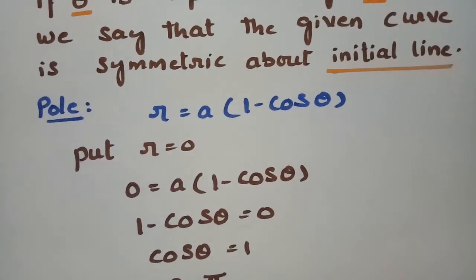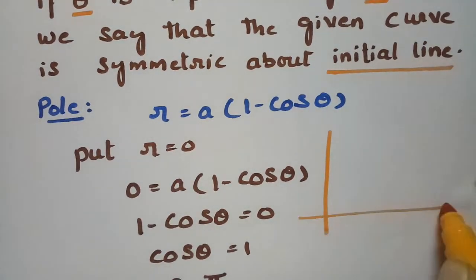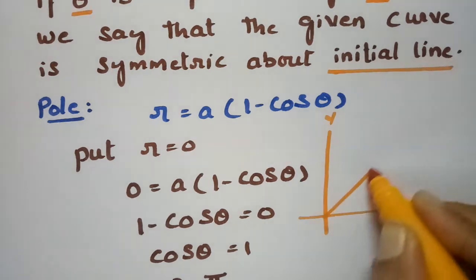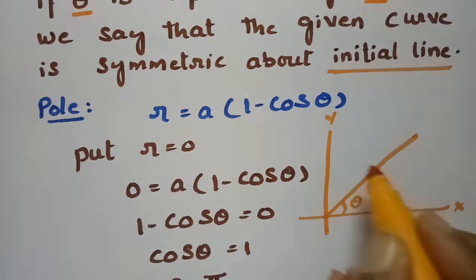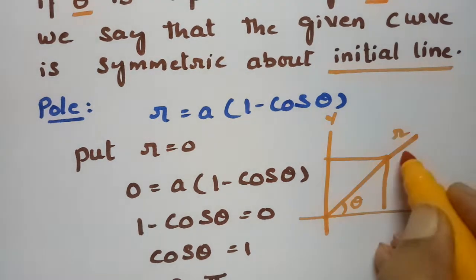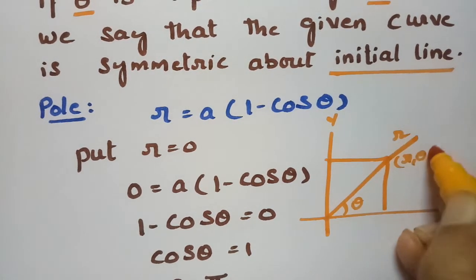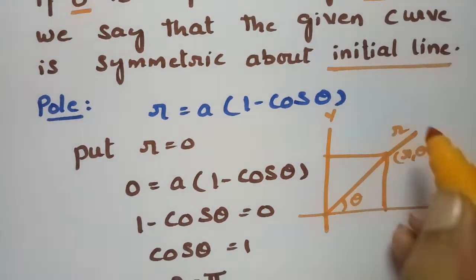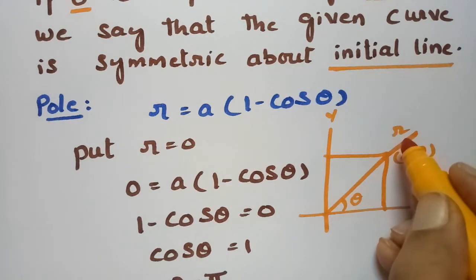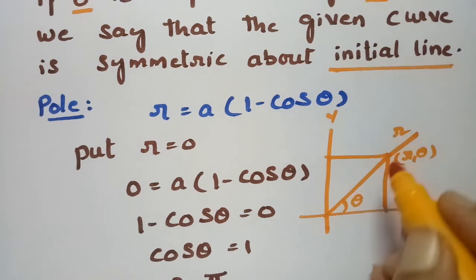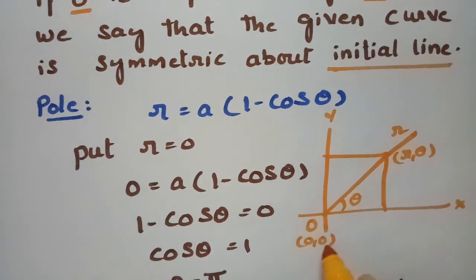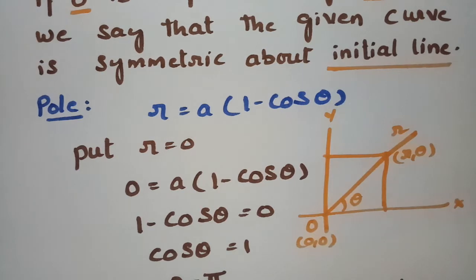Here, as I have said so many times, this is the x-axis and this is the y-axis, and this is the line making angle θ. And this is r. So the points here are (r, θ). If I keep on decreasing the values of r, it straightly comes to the origin. So this is the origin point (0, 0). Pole is nothing but the origin here.